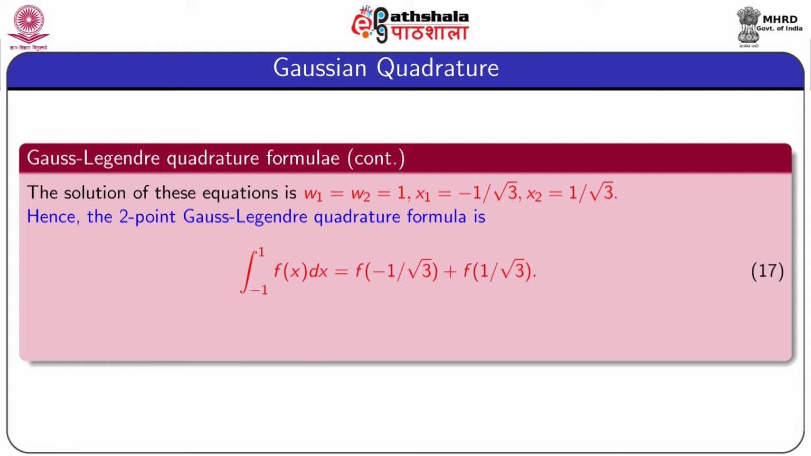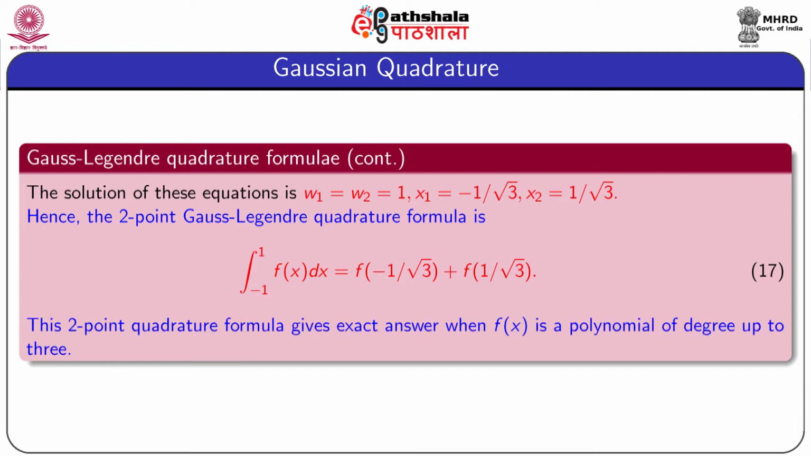Thus, in this case, the Gauss-Legendre quadrature formula becomes integration minus 1 to 1 f x dx equal to f of minus 1 by root 3 plus f of 1 by root 3. That means equation 17 is the Gauss-Legendre quadrature formula for n equal to 2, and this formula is known as the 2-point Gauss quadrature formula and gives the exact answer when f x is a polynomial of degree up to 3.